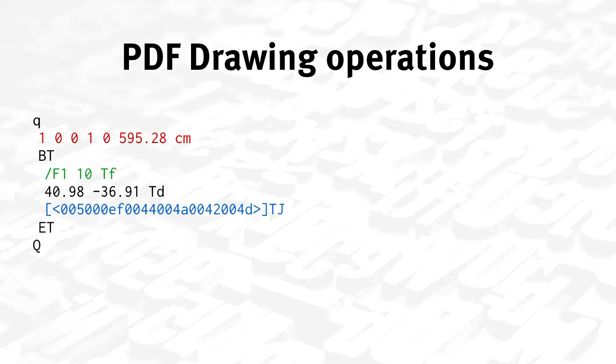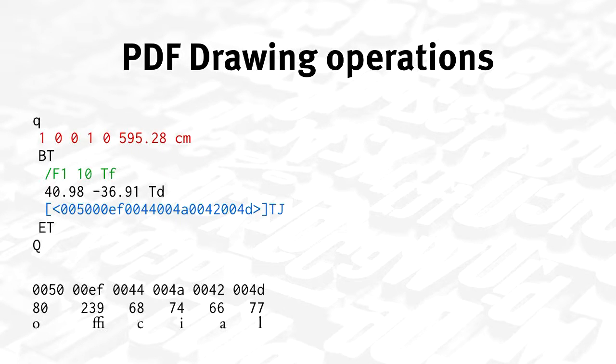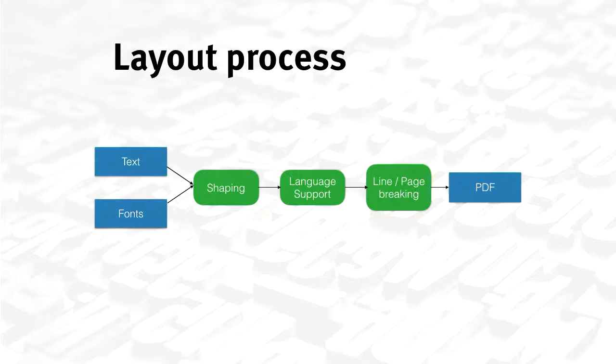And then finally, we draw it. Now, you can use ordinary text. You can use ordinary ASCII text. But what we're doing here is using glyph IDs. So these are the IDs within the font. The reason we do that is that we can access things like the FFI. We can access all the strange Telugu glyphs that are not encoded in Unicode. So what's going on there? We have 0050, which is ID 80, which is O. And then the next one is the FFI. So there we go. We've gone from some text. We've gone from some fonts. We've put it into a shaper like HarfBuzz. We've split it up, and we've written it out as a PDF.